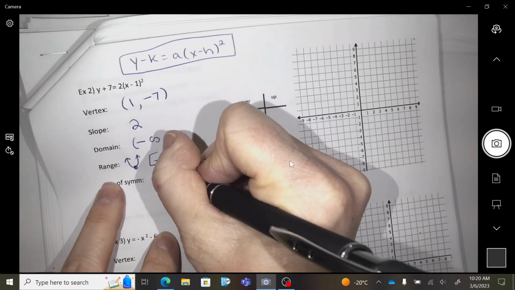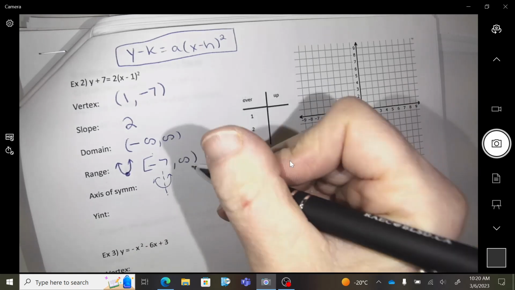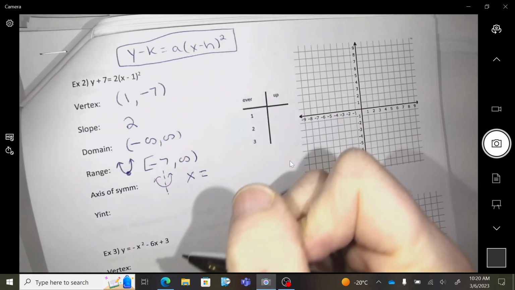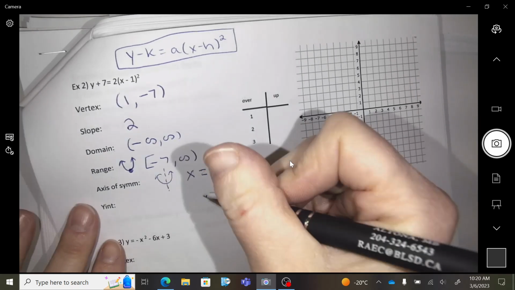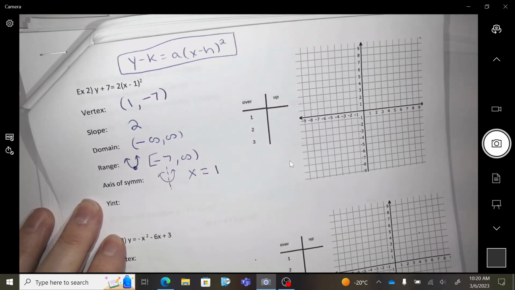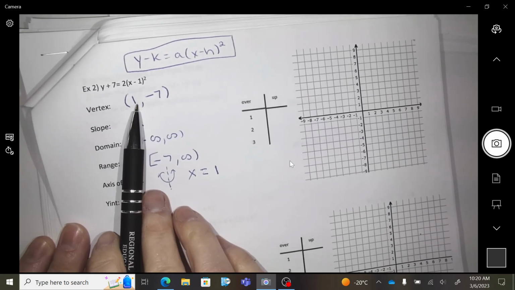Axis of symmetry is me cutting it vertically. So x equals the number. Did you pick 1? Because it goes through your vertex.